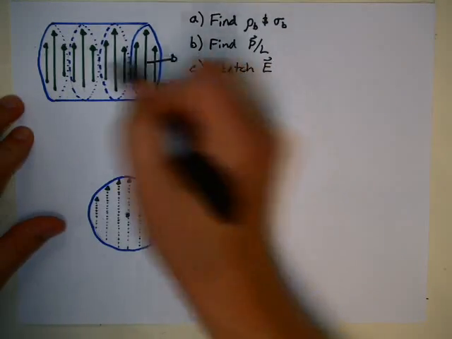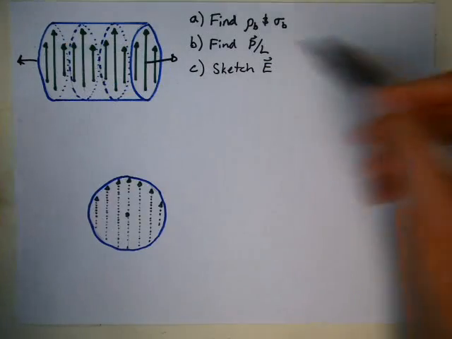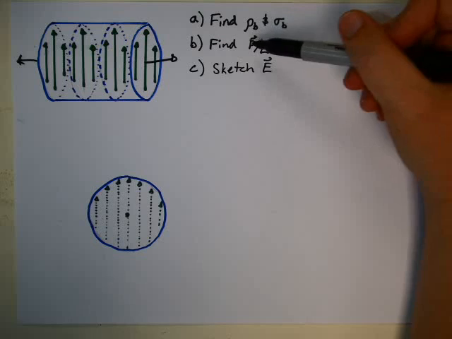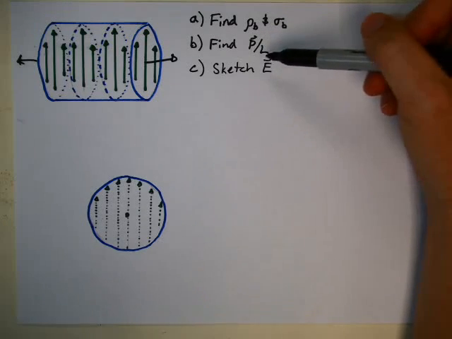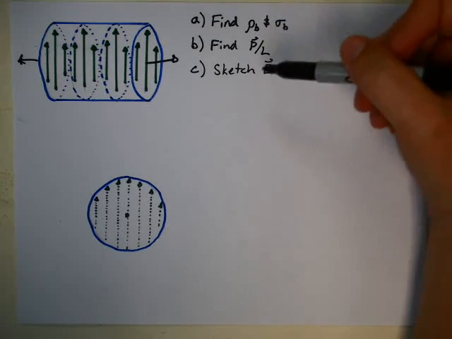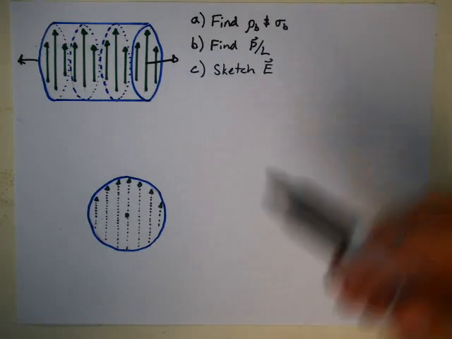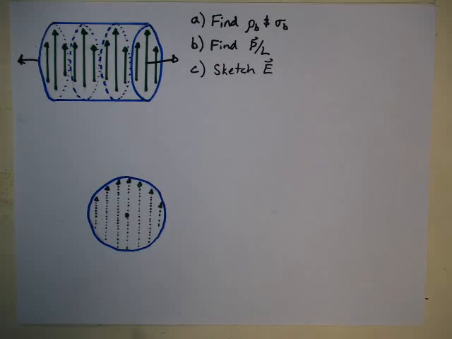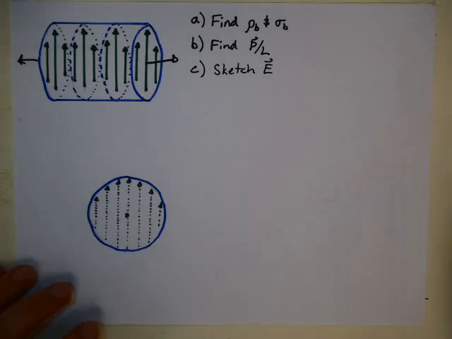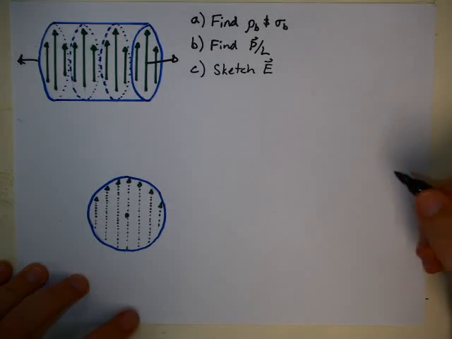We're going to find, here I want to think about this as an infinite cylinder, so this is going off in both directions. I want to find the dipole moment per unit length of this infinite cylinder, and then I want to sketch the electric field for this situation. So down here is a picture of where we will sketch the electric field.